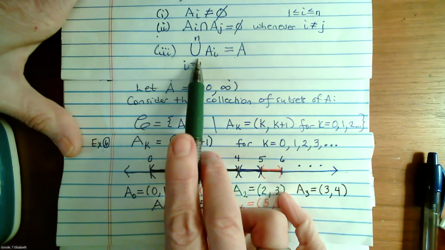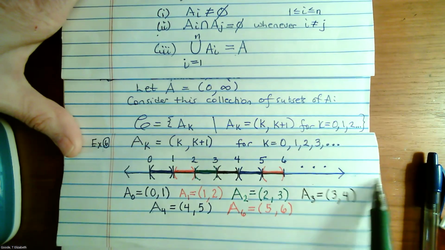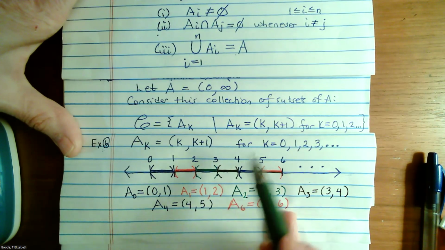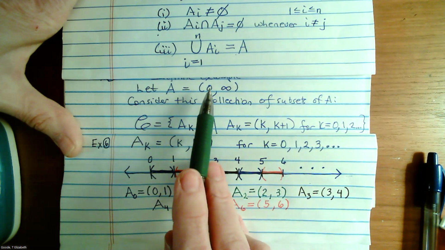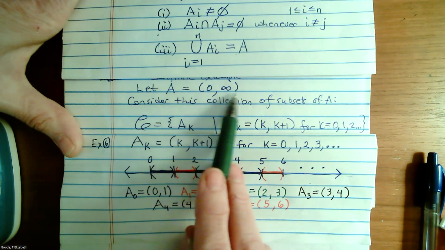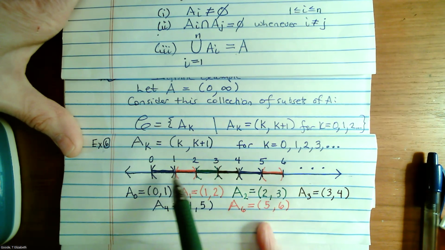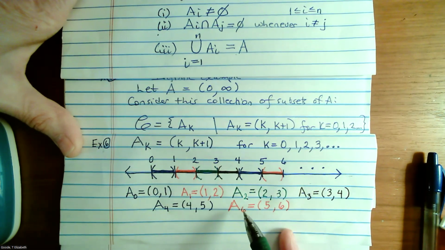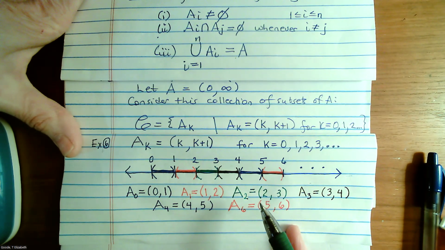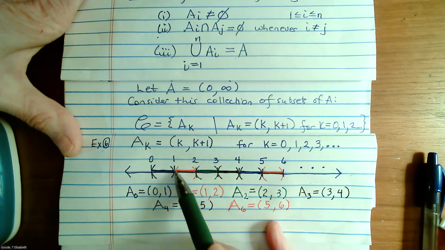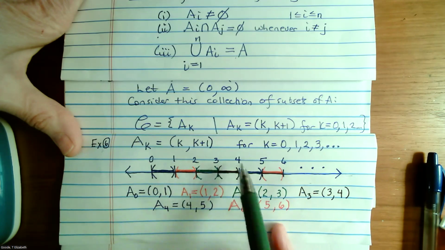Now, the last question is, if we take the union of all of these A sub i's, just imagine this keeps going forever, because it's an infinite collection. Would that union be A, which is the real numbers that are strictly positive? They start just to the right of 0. Would every real number land in one of these? No. Why not? Because 1 isn't included, then 2 isn't included, then 3 isn't included, and so on. That's right. We're missing all the integers.